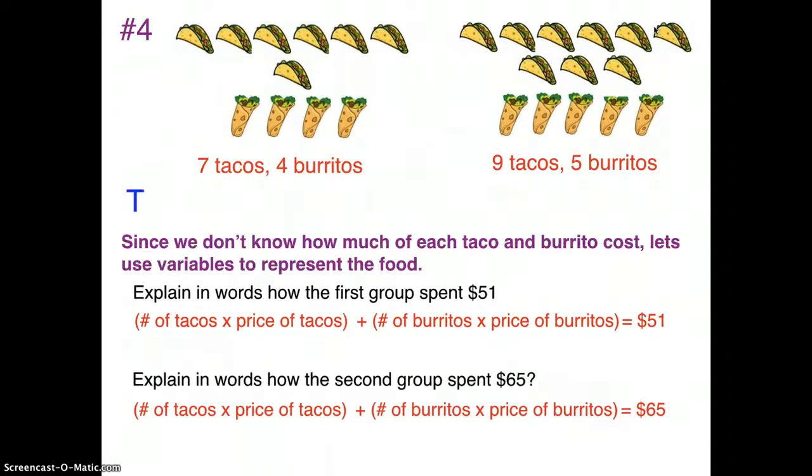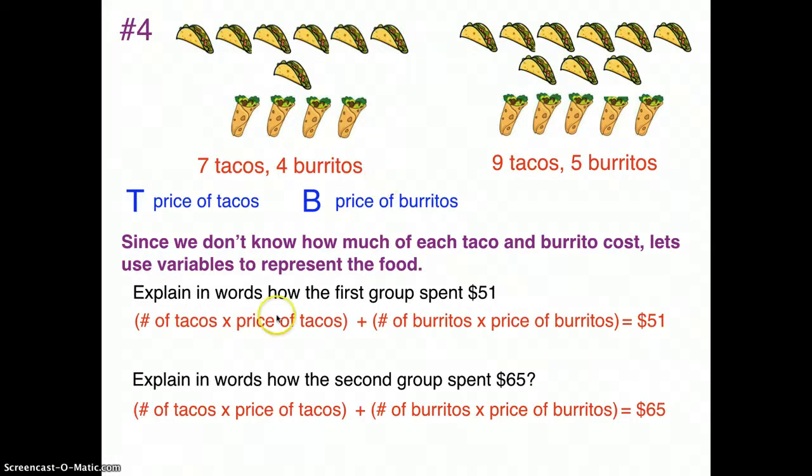We're going to go ahead and have T count as the price of the tacos, and we're going to let B represent the price of the burritos. Please, I'm going to stress that it's not the number of tacos, we already know that, and it's not the number of burritos, because we already know. We're actually focusing on the price of the tacos.